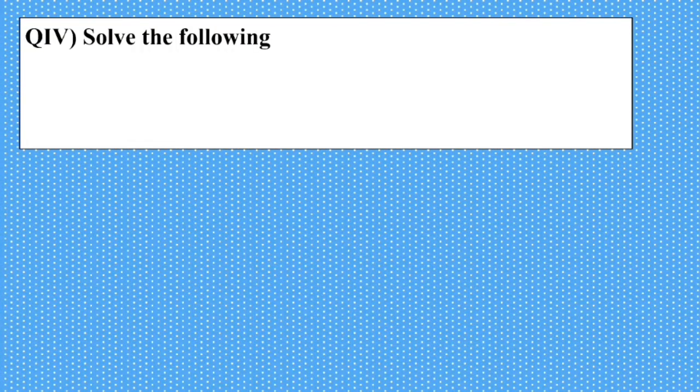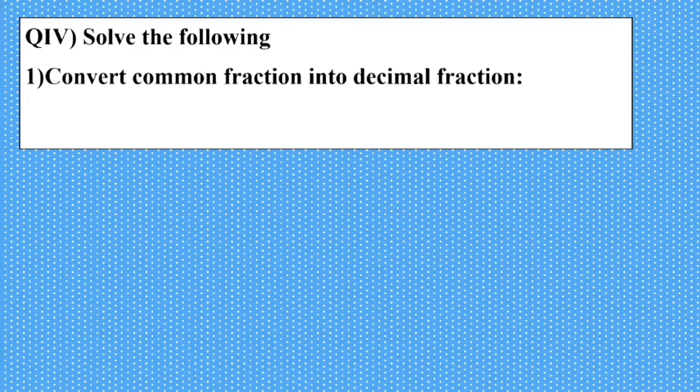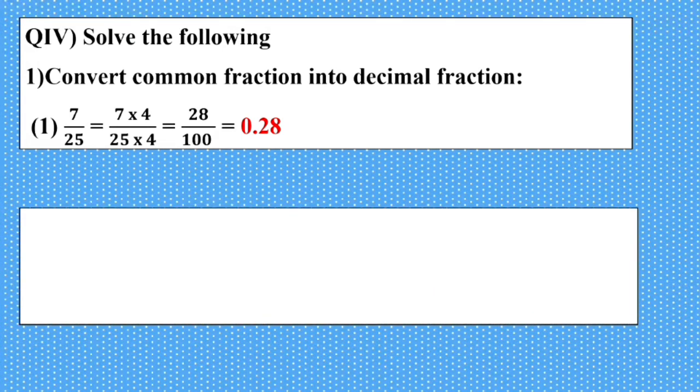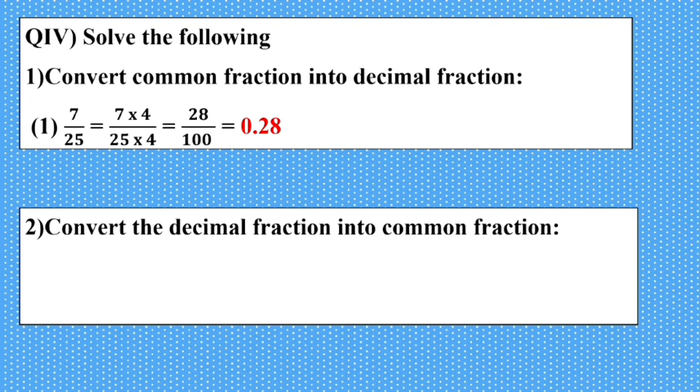Now the next one is: solve the following. Question number 4, convert common fraction into decimal fraction. Here our fraction was 7 upon 25. To convert any number into decimal we have to convert the denominator into 10, 100 or 1000. In the table of 25, 100 comes how many times? 4 times. So the denominator is multiplied by 4, so the numerator will also be multiplied by 4. 7 times 4 is 28, 25 times 4 is 100. So we get 28 upon 100, means after 2 numbers the decimal. So here we get 0.28.